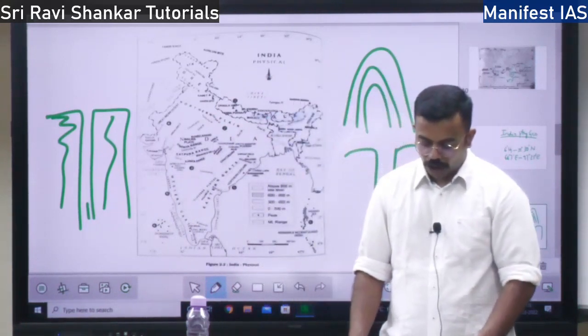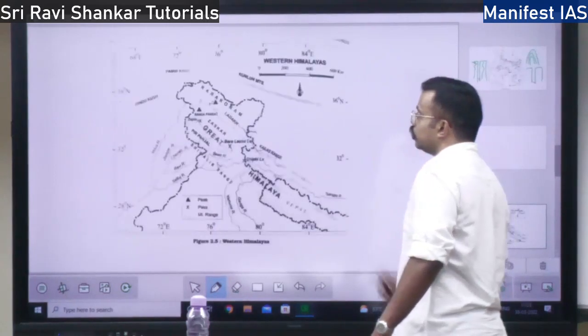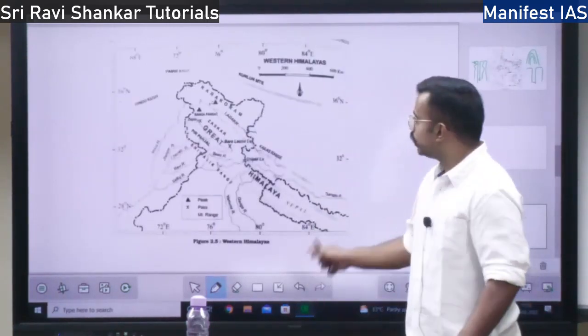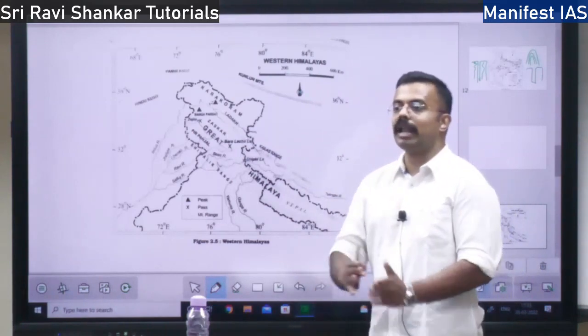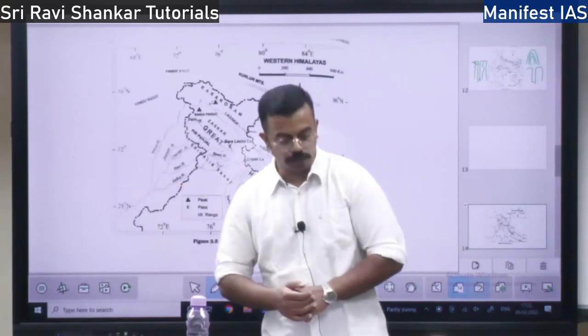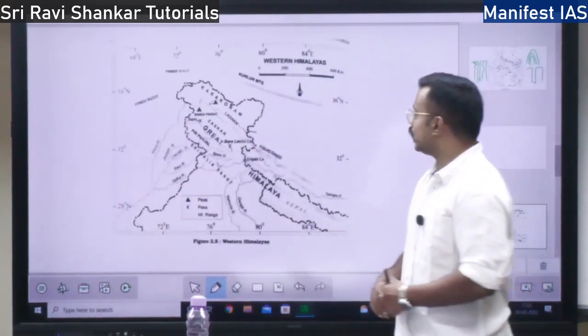First we will talk about the north and northeast mountains. So these are the northern mountains we are talking about. First we will talk about the Himalayas. Himalayas are parallel mountain ranges, ranges which are parallel to each other. First you have the Greater Himalayas, the Greater Himalayan range.